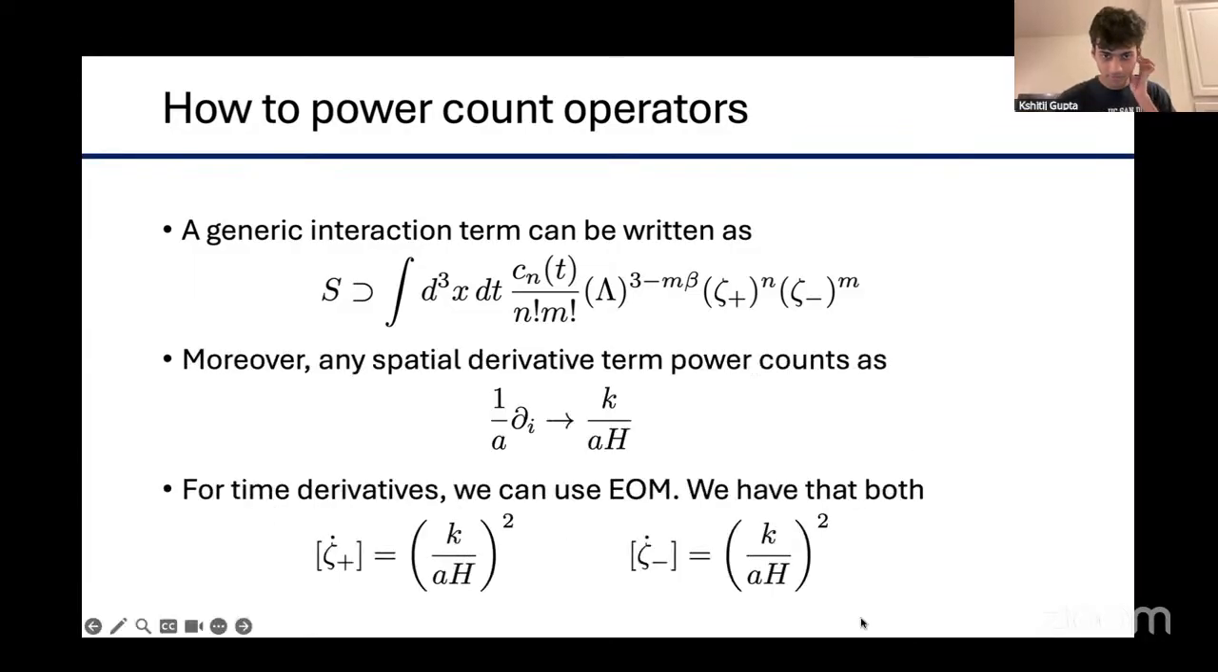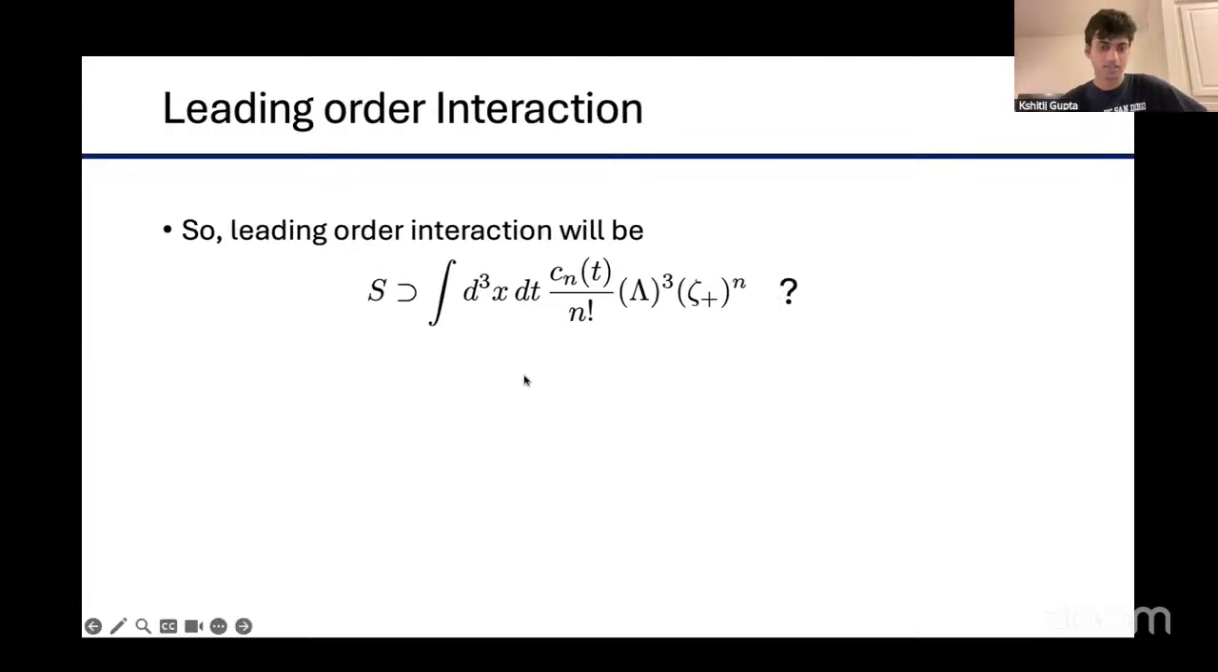We could also have added spatial and time derivative terms, but they power count as further factors of k over aH, so they are usually more suppressed. That's why we are not really worried about these terms. Okay, so then the leading order interaction should be the one where we didn't put any zeta minus, as we said, because that is the relevant term.